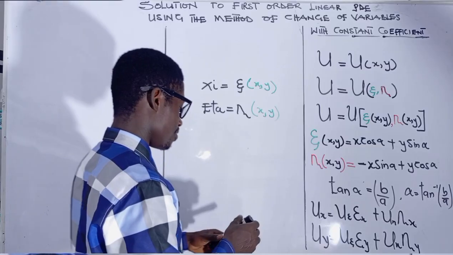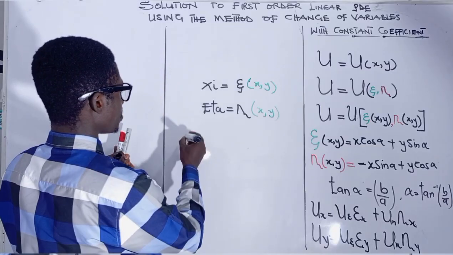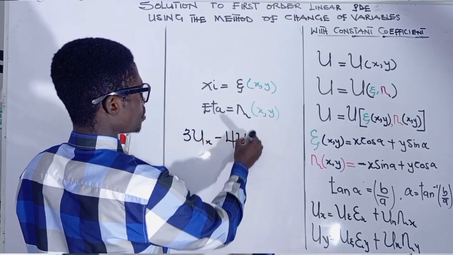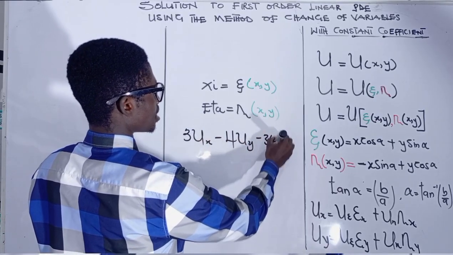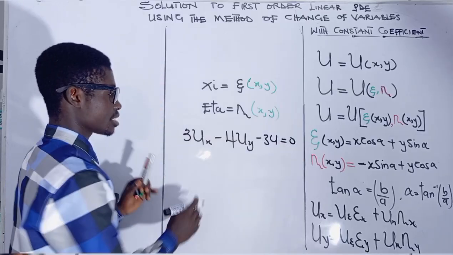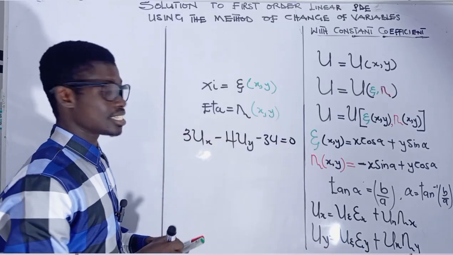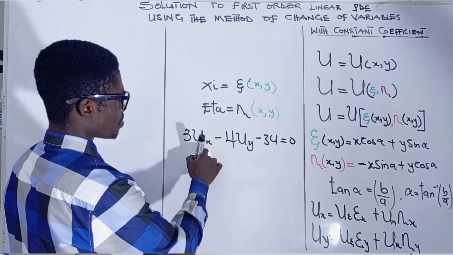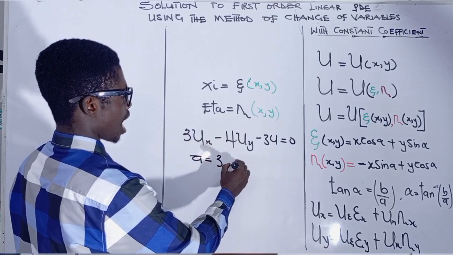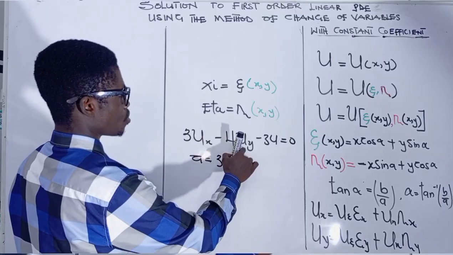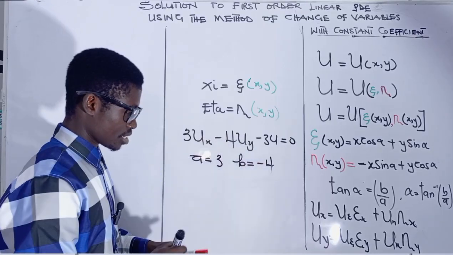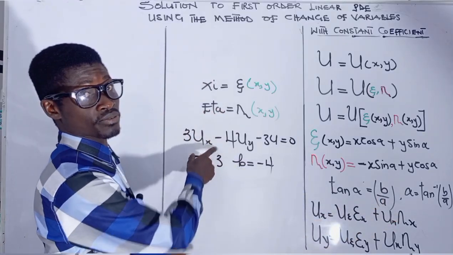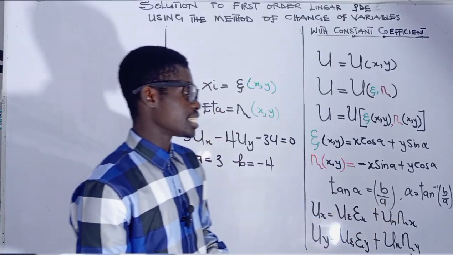Let's take it that you have a linear equation of this form, say 3ux minus 4uy minus 3u is equal to 0. This is a first order linear differential equation. From here, our a is the coefficient of ux, that is 3. Our b is the coefficient of uy, that is minus 4. So we can obtain a and b from the equation given. Very easy. And once you know them, you take the tan inverse of b over a.